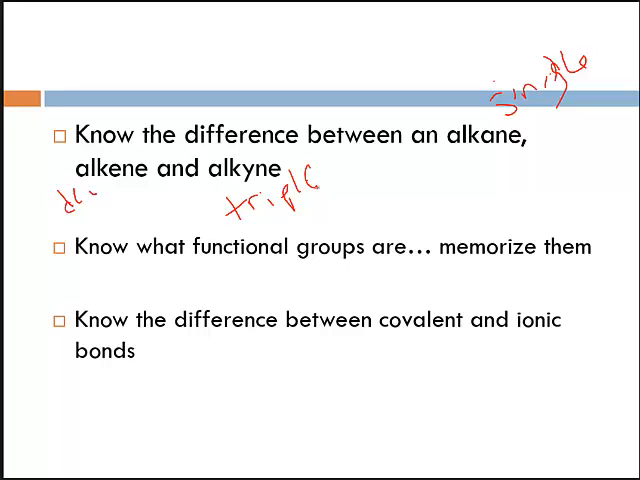Know the difference between covalent and ionic. So covalent bonds are being shared. Know that carbon and hydrogen make a nonpolar covalent bond. That's important. Ionic bonds are where one atom completely gives up its electron to the other. So the metal gives up its electrons to the nonmetal, or the cation gives up its electrons to the anion.